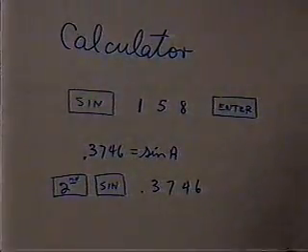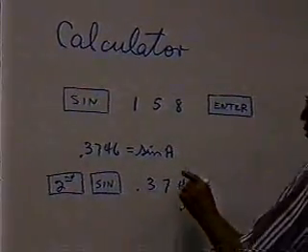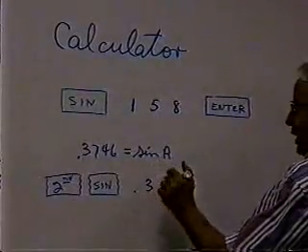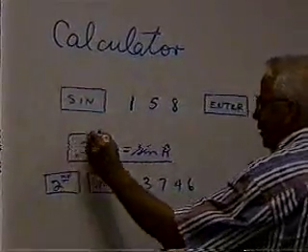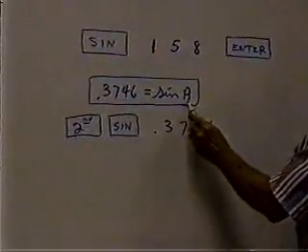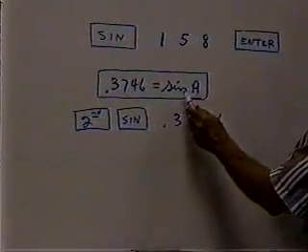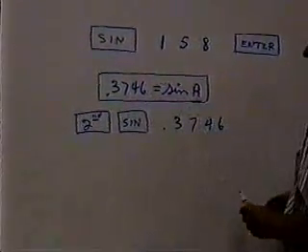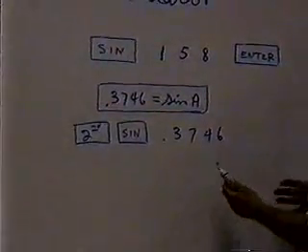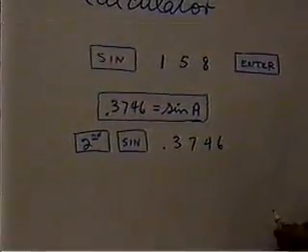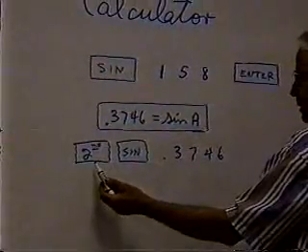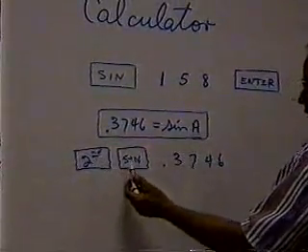But here's why it's necessary for you to know this type of thing. What happens when you go the other way? What happens in a problem, and you'll have these later on, where you've got to find the angle? It says that the sine of an angle is equal to 0.3746. How do you find what that angle is? Well, what you do is you punch the calculator, the second button, and then the sine.